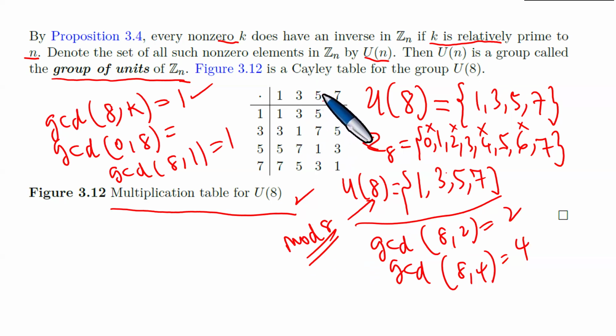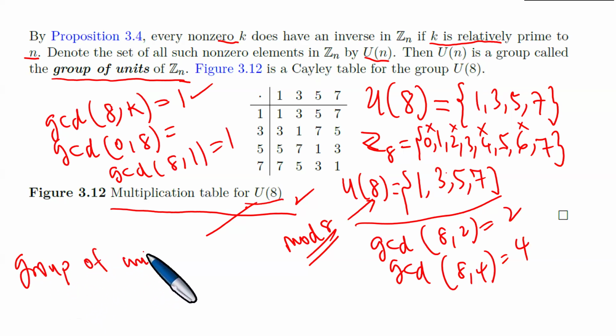3 by 5 is 15, which in modulo 8 is 7. 3 by 7 is what? It is 21, which in modulo 8 is 5. And so on and so forth. So this becomes the multiplication table for U8, which is the group of units of Z8. So now what are units? Units are all those elements that have multiplicative inverses in Z8.